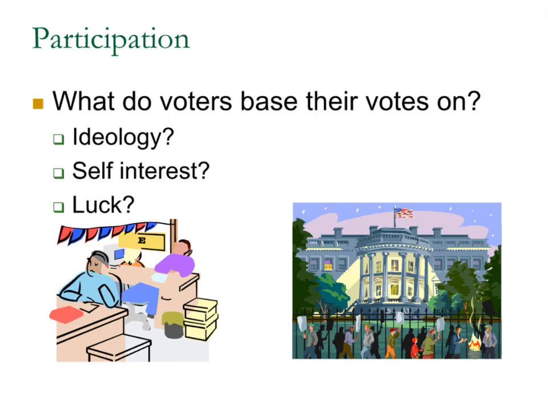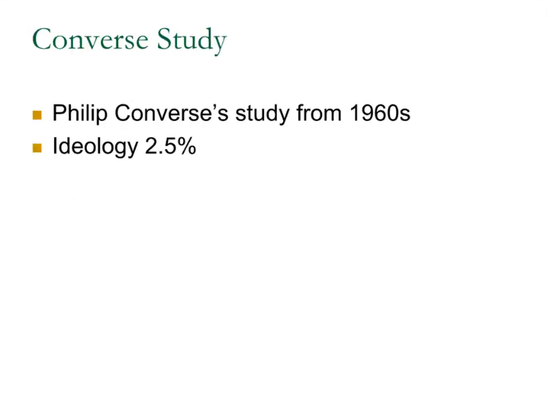There is a whole subdiscipline of American politics that looks solely at voting behavior. So there is quite a bit known now about why people vote the way that they do. A good place to start is to look at Philip Converse's study of political behavior from the 1960s. Converse was a political scientist who struggled with these questions of why people voted the way that they did.